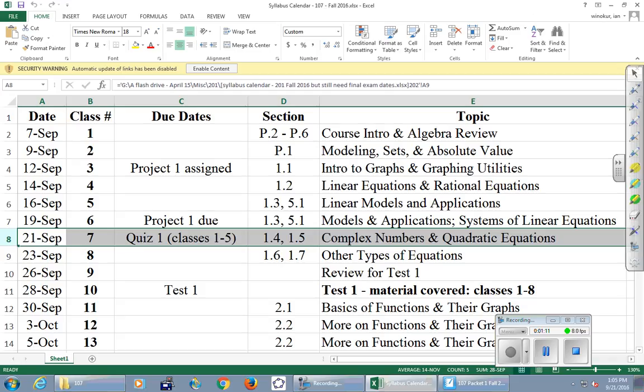Best way to prepare for the test is to do all the My Math Lab homework. And I think there might be some sample test problems later on in the packet. We'll talk about them coming up, okay? Any questions on the calendar?